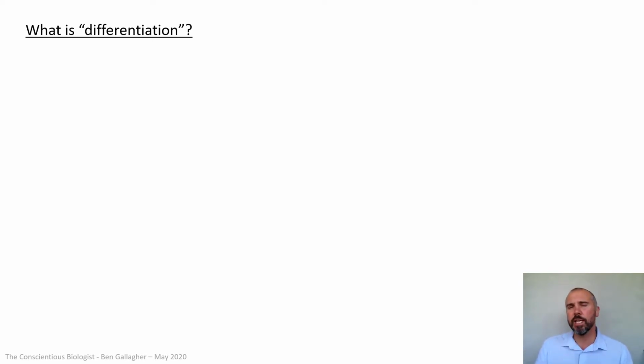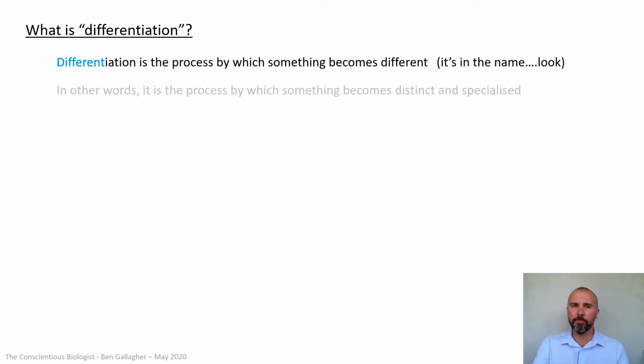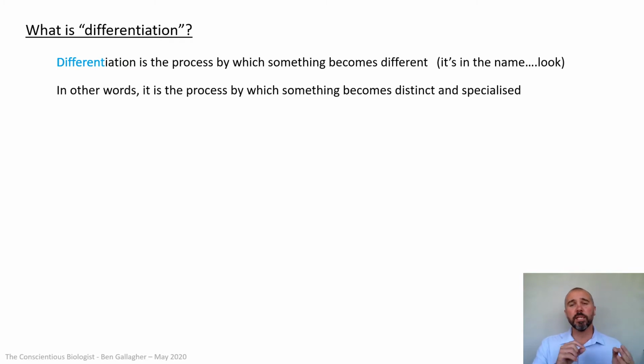So the first and really key question we need to ask is, what is differentiation? It's just the process by which something becomes different. It's in the name, literally. Look at the name, it's got the word different in it. So in other words, it's the process by which something becomes distinct and specialised. So we're going to look at a little analogy now, just to try and get the concept into your head, because then we're going to flip it to explain how cells become differentiated.